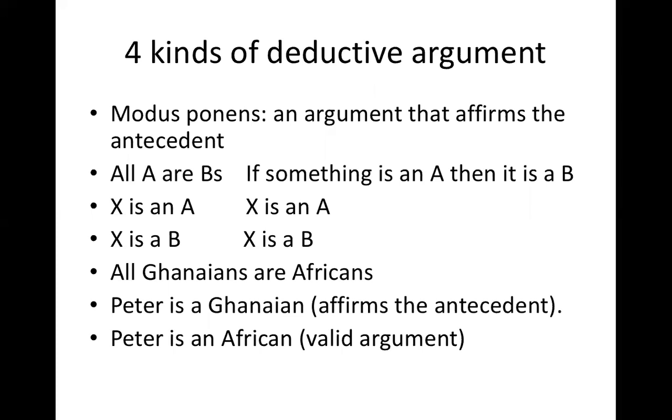Okay. So now, based on that explanation, let's look at four kinds of deductive arguments. We have modus ponens, which is an argument that affirms the antecedent. So any argument that affirms the antecedent, we call it a modus ponens. All A's are B's, X is an A, X is a B. Or all Ghanaians are Africans, Peter is a Ghanaian, Peter is an African. So this is an argument that affirms the antecedent.